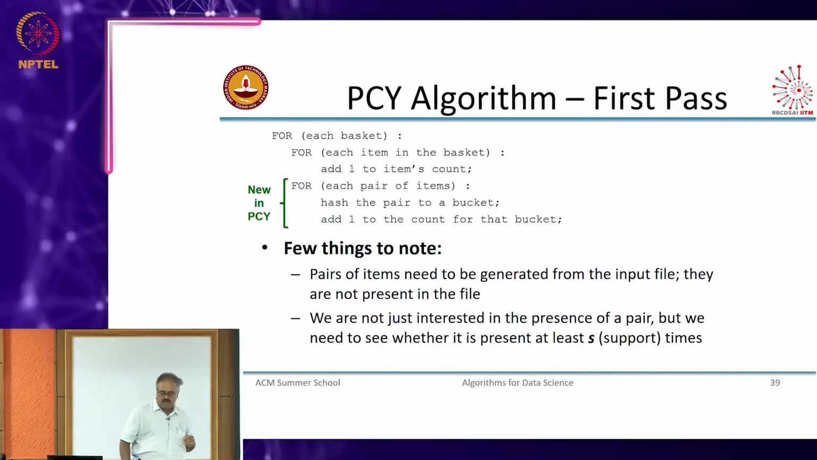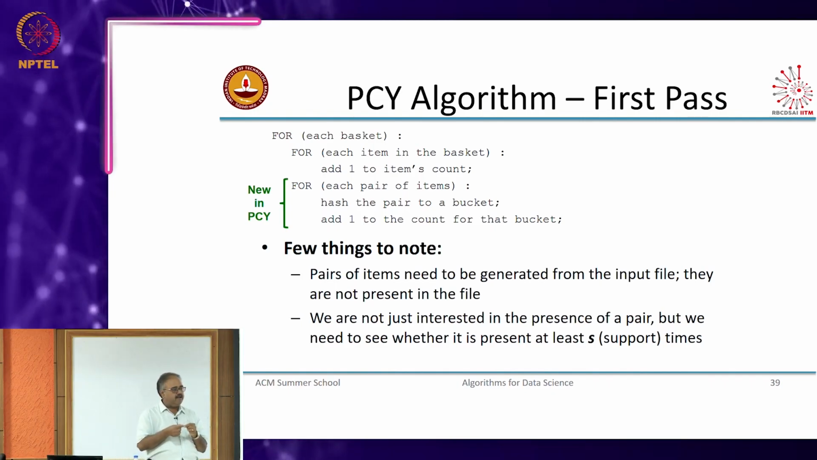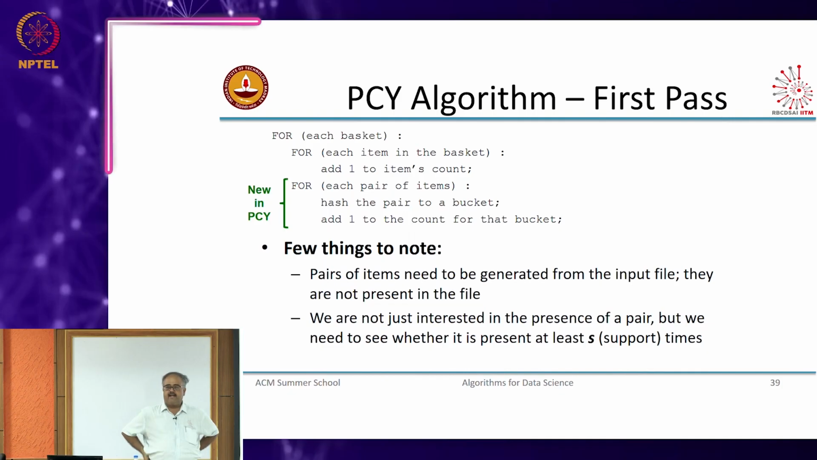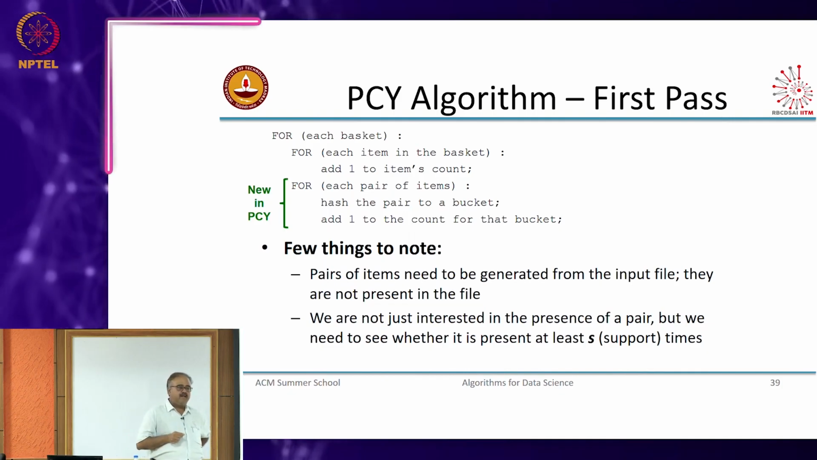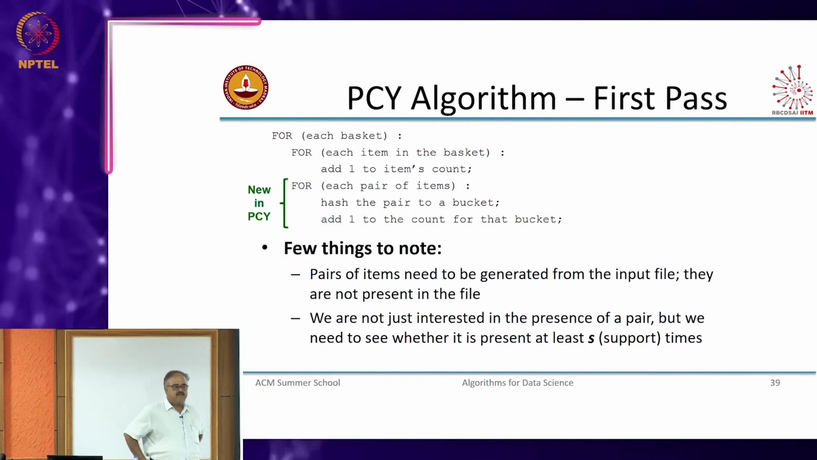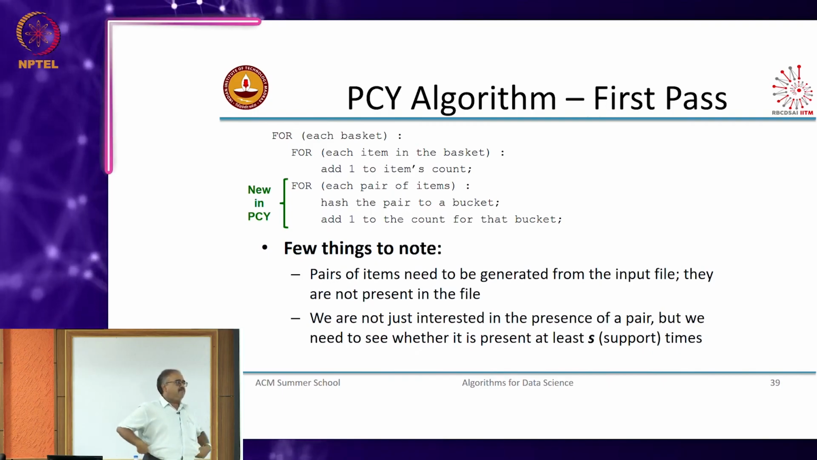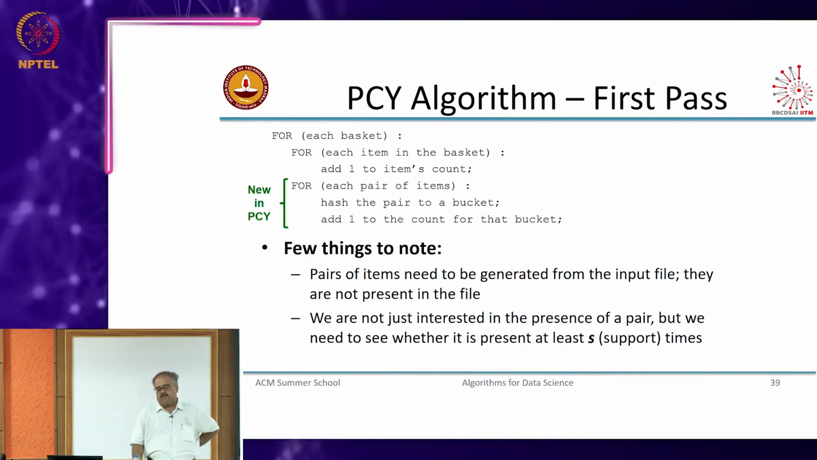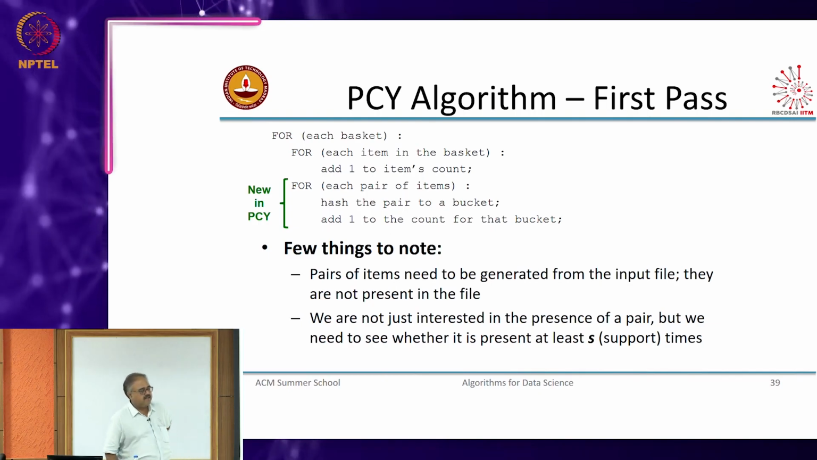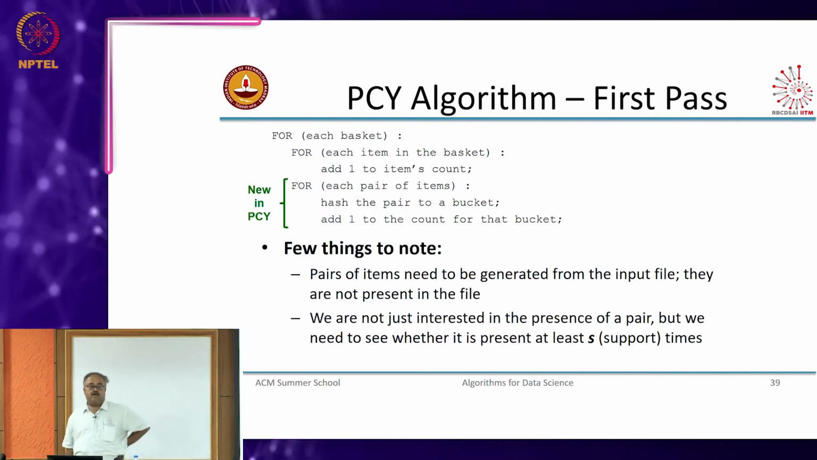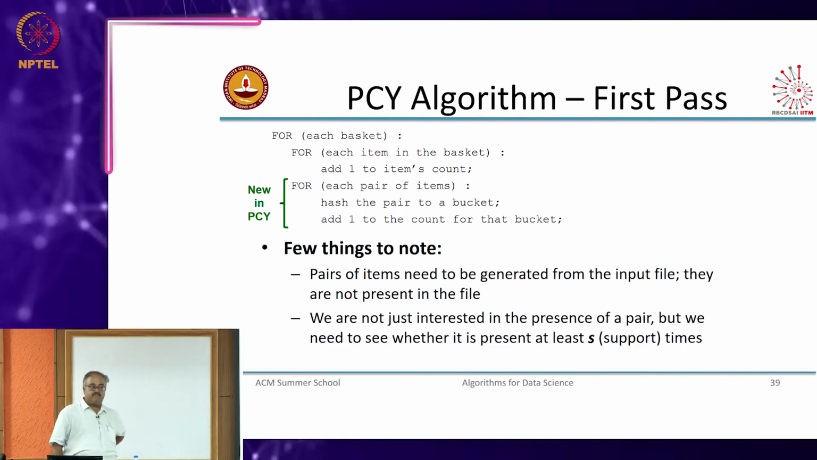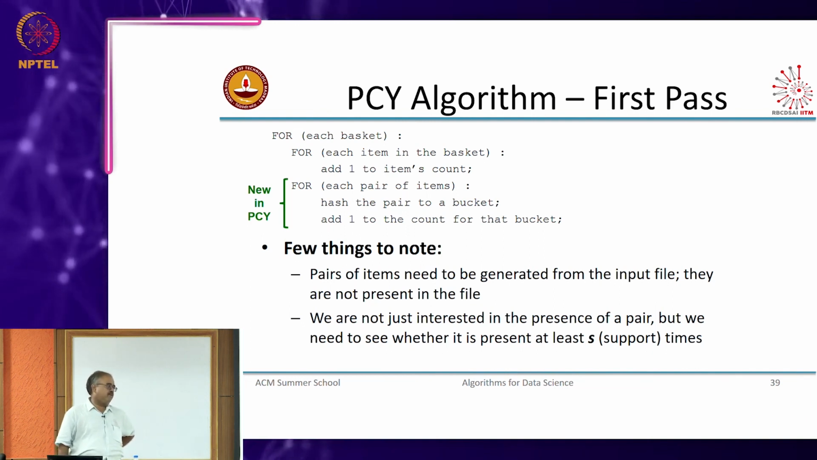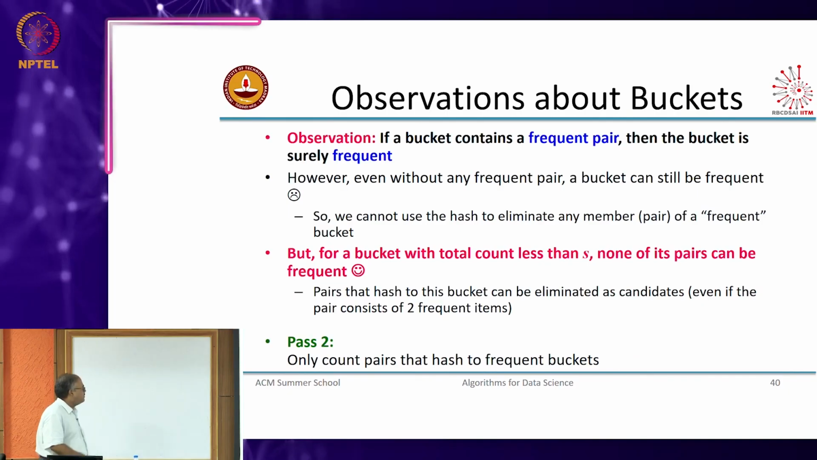What we are really looking for now is whether, for every pair, it is possible that the pair has sufficient support. The idea is that if a pair of items hashes to a bucket, and that bucket has appeared at least s times, then it is likely that the pair of items can have a count larger than s. If it hashes to a bucket which has a count below s at the end, then for sure it is not going to be a frequent pair of items. That is basically the idea.